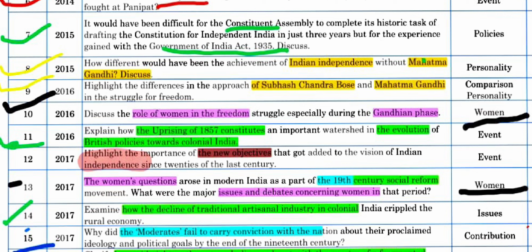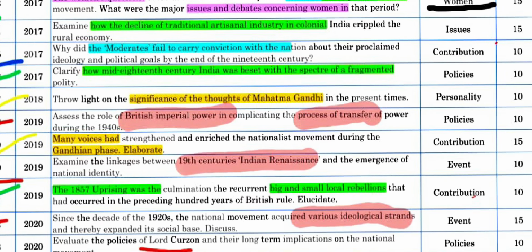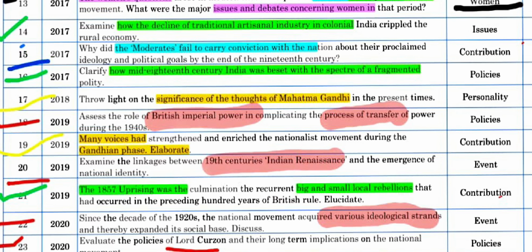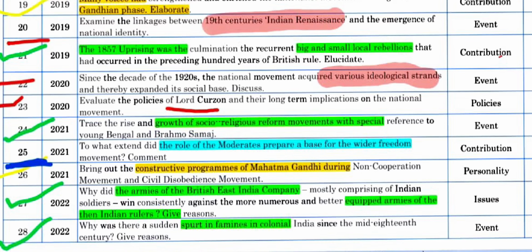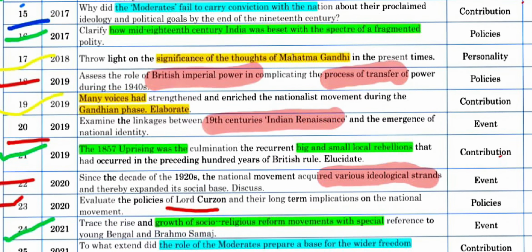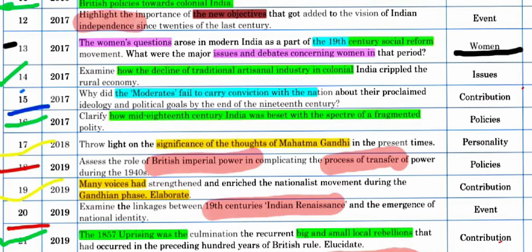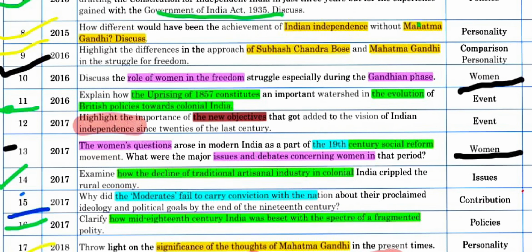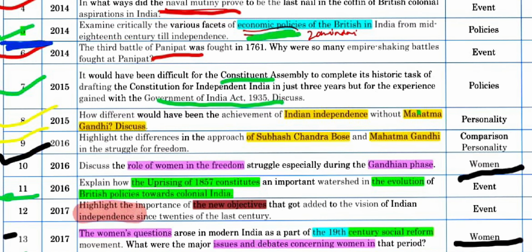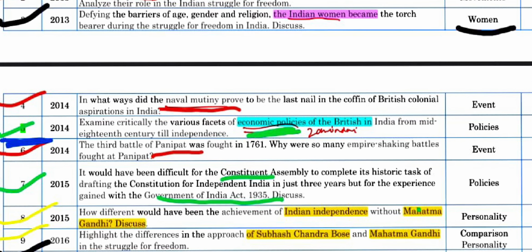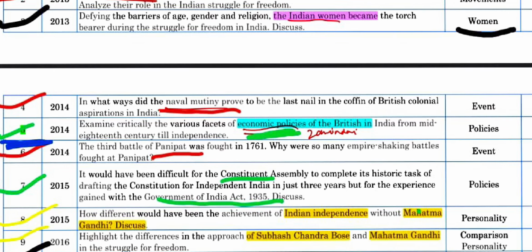And in general, Gandhi and what were his contributions during different phases of Indian independence, right? The way we saw how different voices strengthened the nationalist movement. Okay, question 19. Then we saw constructive programs during NCM, CDM. Okay, this gives us an idea about phases, and then we in general saw the significance of the thoughts of Gandhi in the present times, and the other one was how different would have been the achievement of Indian independence without Gandhiji. So all in all, we covered two themes until now, which is women and Gandhiji.